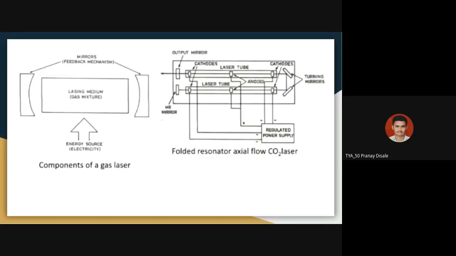It will help to generate more photons. So this feedback means the mirror. These are the feedback mechanism. It is nothing but photons actually reflected back from the mirrors, coming again into the lasing medium.